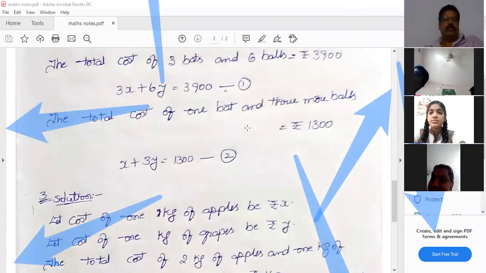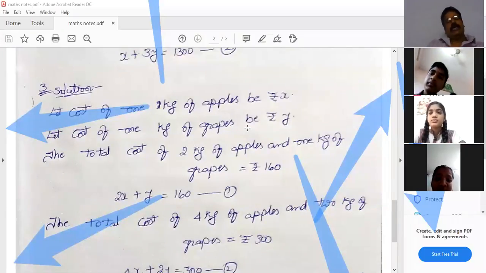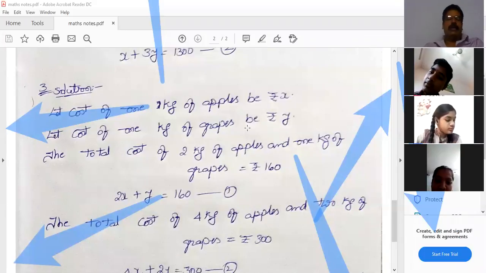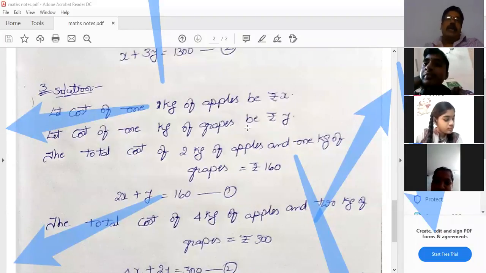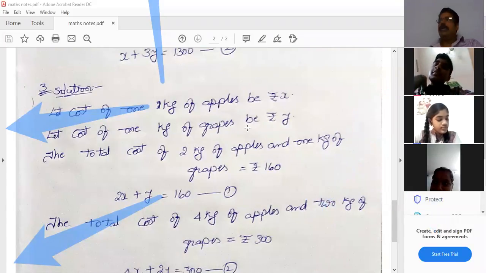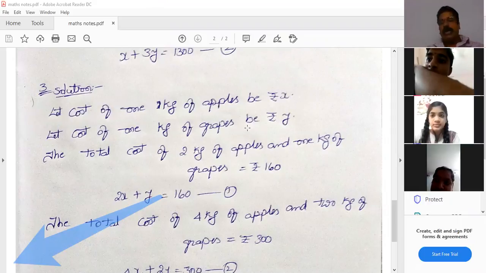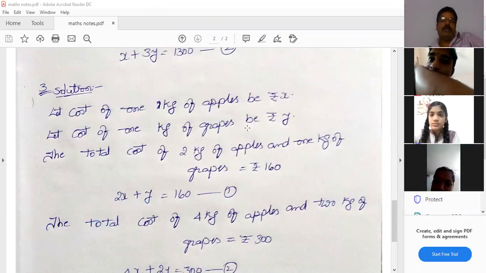Now we are entering the third solution. In this third solution, one fruit seller purchased 2 kgs of apples and 1 kg of grapes for rupees 160, and on another day he purchased 4 kgs of apples and 2 kgs of grapes for 300. Represent the situation algebraically and graphically. Okay, that is the third question. Is it okay? And now here also you have to find the cost of 1 kg of apples and 1 kg of grapes.